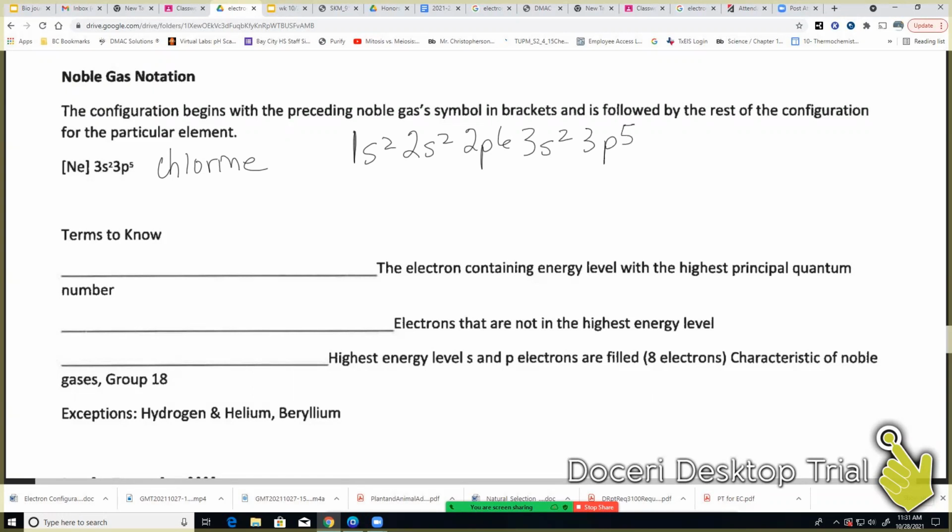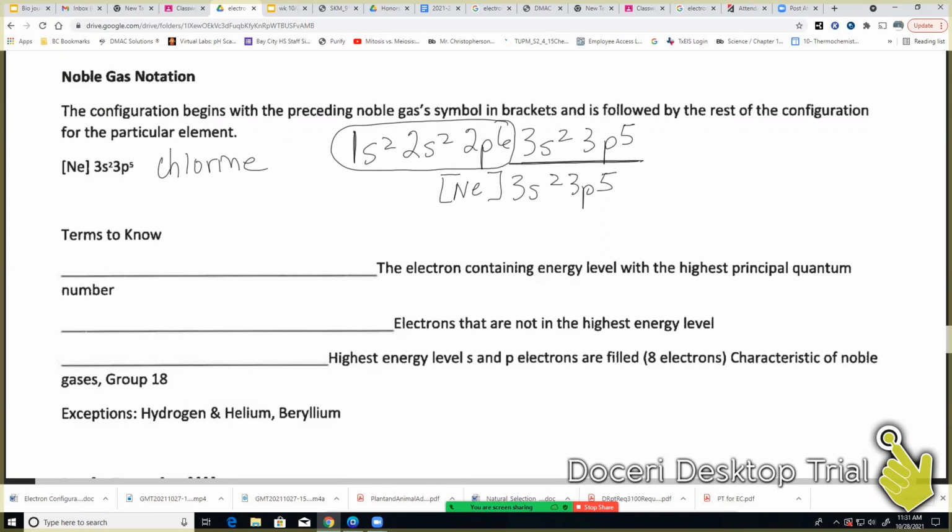So if you look at chlorine on your periodic table, it's element number 17. The noble gas before it is neon, so we use it. And the neon represents all of this. And then I just have to write what's in the period to get to my element. So then I would just write 3s2, 3p5.